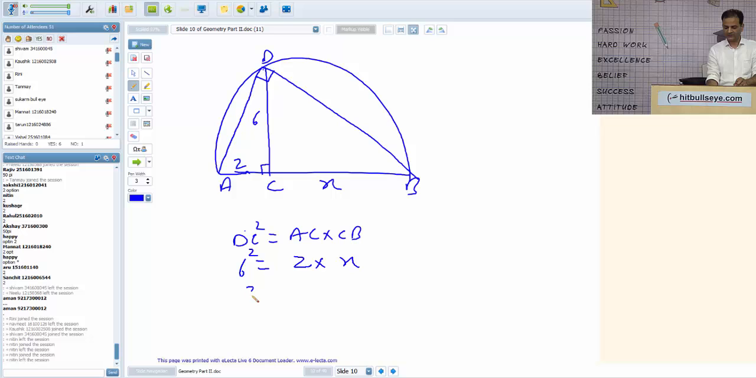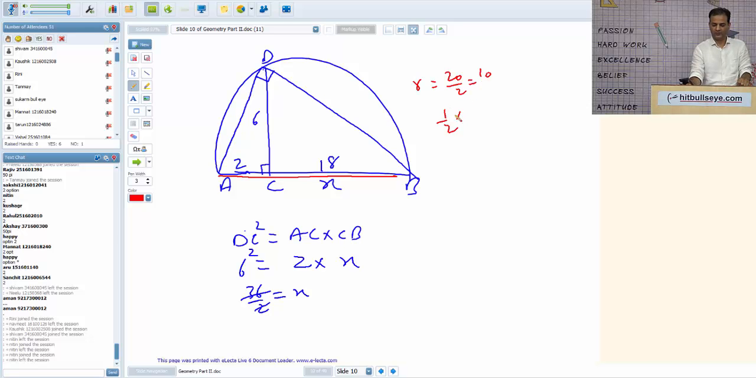So CB will be 36 by 2, equal to X. So it will be 18. Now you know the diameter is 20, and you can find the area because the radius will be 20 by 2. It will be half into pi r square, into 10 square. So it will be 50 pi. So 50 pi is the answer.